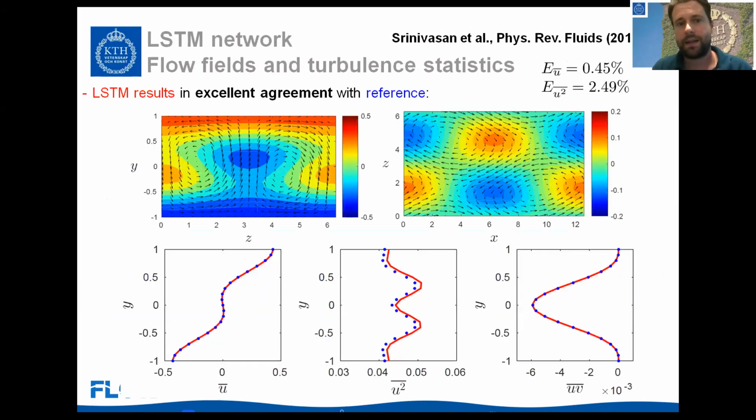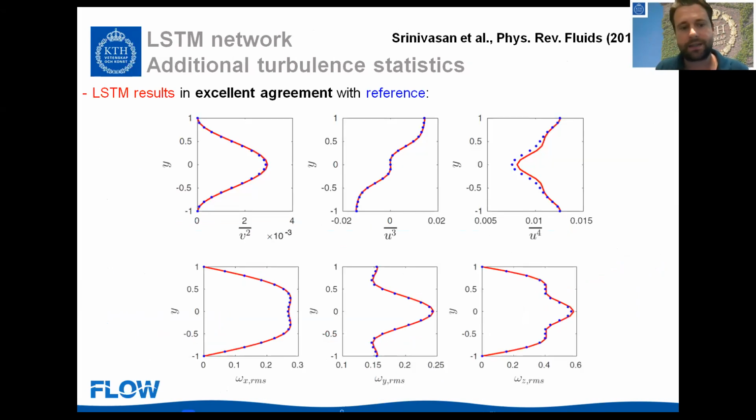As you can see here, the instantaneous flow field looks a lot like the reference data, and the turbulence statistics, the mean, the fluctuations, the Reynolds shear stress, and here even higher order statistics like the skewness and the flatness, or the vorticity fluctuations, are in very good agreement. So we are able, with this LSTM network, a very simple recurrent network model, to predict the statistics of this low-order model of turbulence. But of course, we're not only interested in the statistics, we're interested in the dynamics.